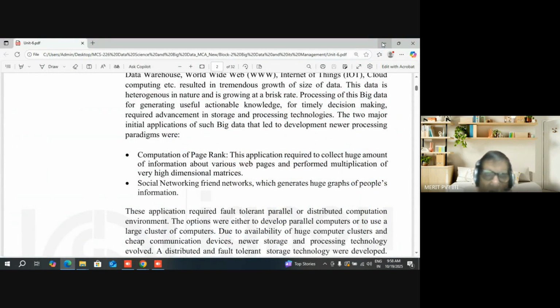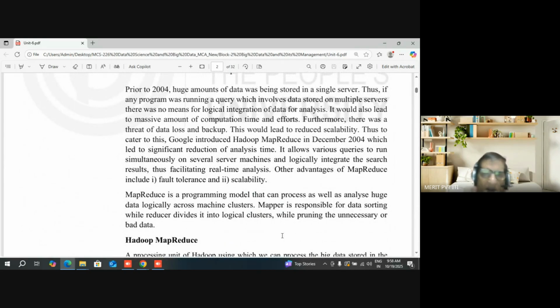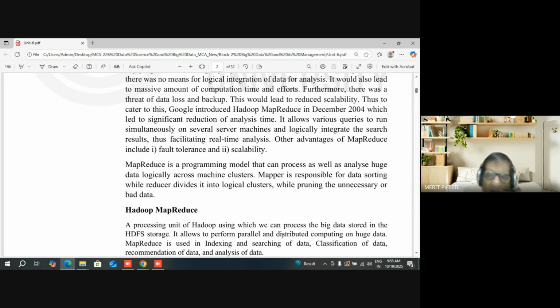So computation of page rank, social network, friend network, etc. This you can just see. And prior to 2004, huge amounts of data were being stored in a single server. Thus, if any program was running a query which involved data stored on multiple servers, there was no means for logical integration. But now MapReduce is the programming model that can process as well as analyze huge data logically across machine clusters. So the mapper is responsible for data sorting, while the reducer divides it into logical things.